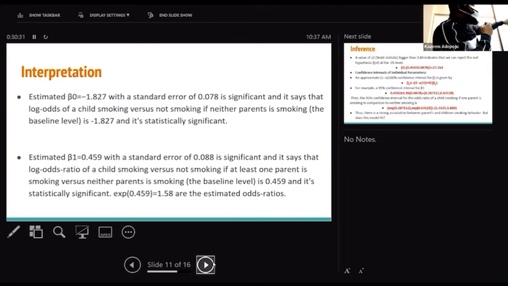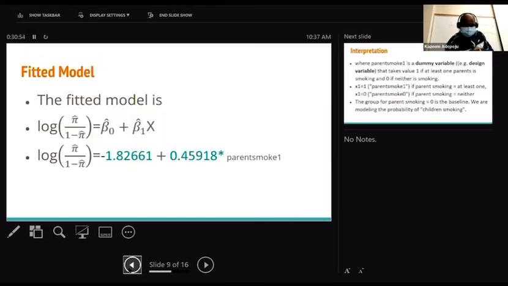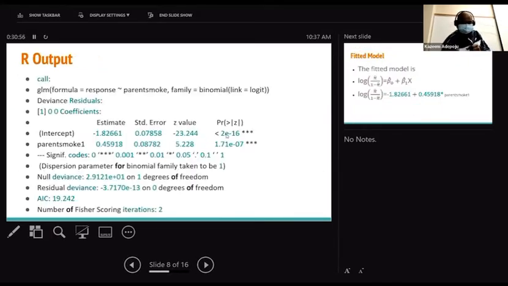So the log odd of that was that if neither parent is smoking, we're talking about the intercept. What is the intercept? When the predictor equals 0. And when the predictor equals 0 here, that is when neither of the parents smoke. Does that make sense? And that is significant. If you take a look at the p-value associated with the intercept here, it is also significant.